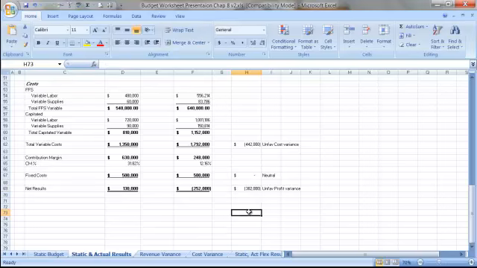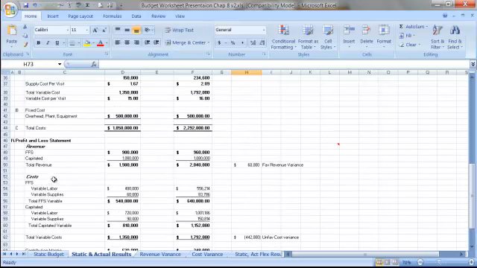Now, the next thing to try to figure out is, in broad terms, what caused that variance? Was it because we didn't have enough revenue? Was it because we had too much cost? Or was it a combination of both? Well, it's 99.9999% of the time a combination of both. So let's look at our variances.